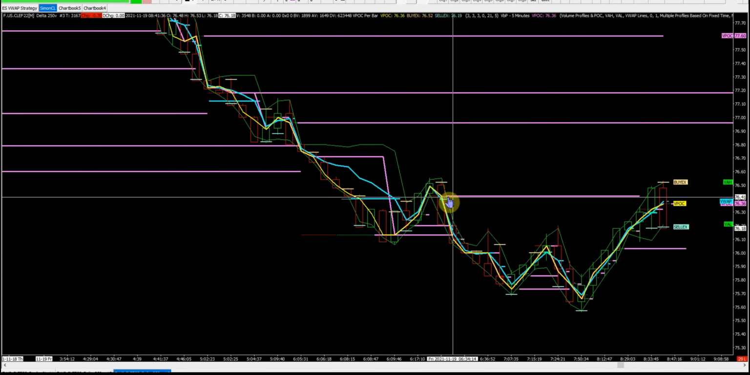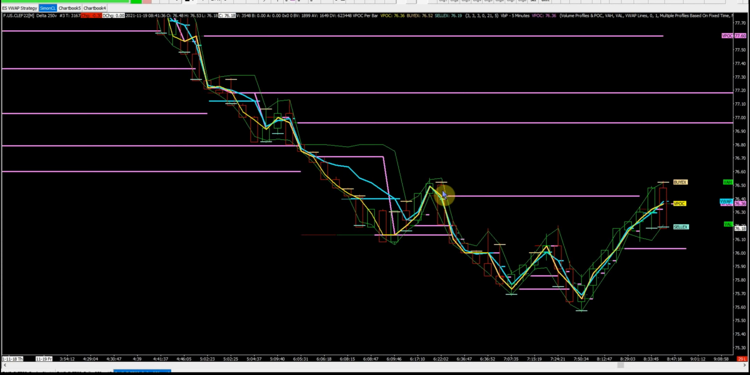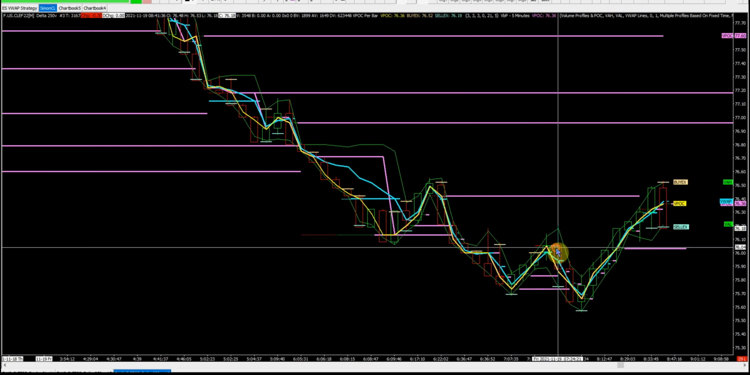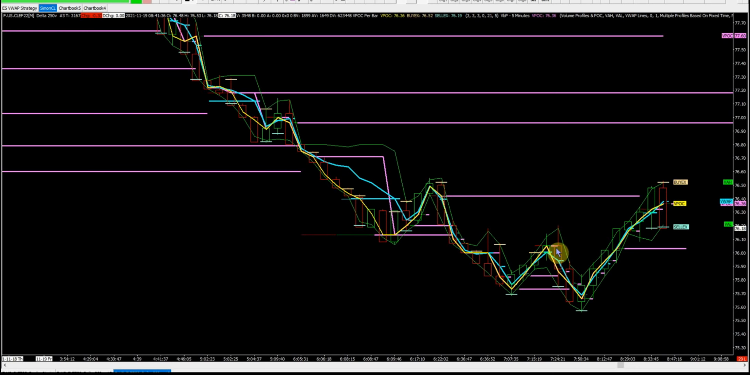There's your short continuation right there. Comes right back down. Short continuation right back down. There's a short right back. There's a long right there, and then there's a short. It forms over here, long, short. Okay, and then comes right back down.